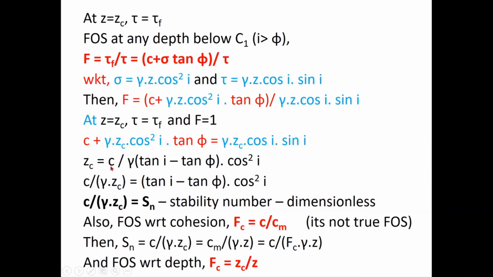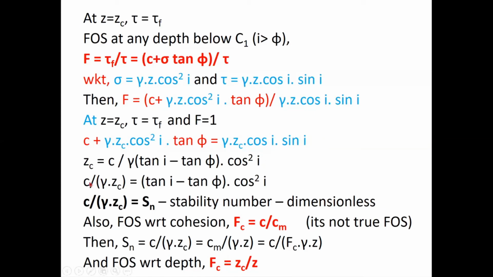Now again rewriting it in terms of c by gamma zc, I'm going to take this part above. So it will be equal to tan i minus tan phi into cos square i. Correct? Derive with me. Please derive with me. So you will get the gist of it.